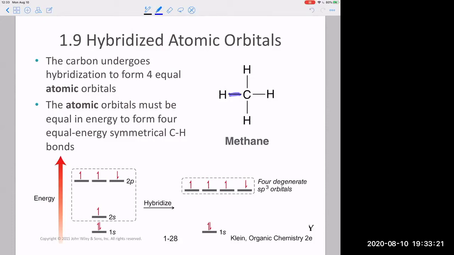So 1, 2, 3, 4, that would have a steric number of 4. And do you remember what that hybridization would be? That means that that carbon is sp3 hybridized. So what does that mean?